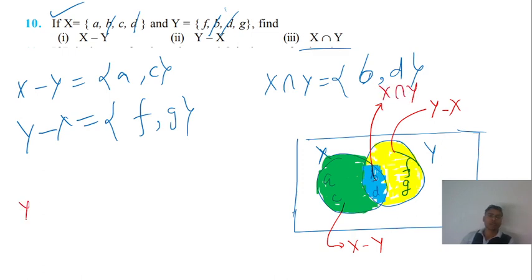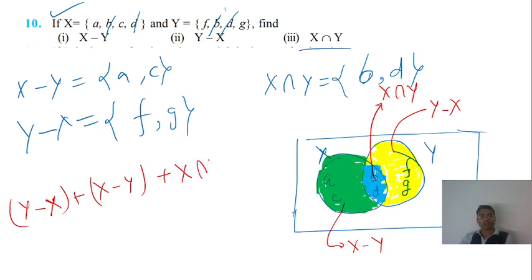So X minus Y plus Y minus X plus X intersection Y is nothing but X union Y. Okay.